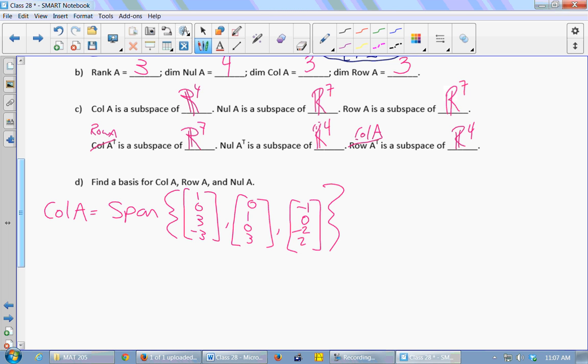So the column space of A is the span of the basis. Just these three vectors are called the basis, right? And the span of them equals the entire vector space.